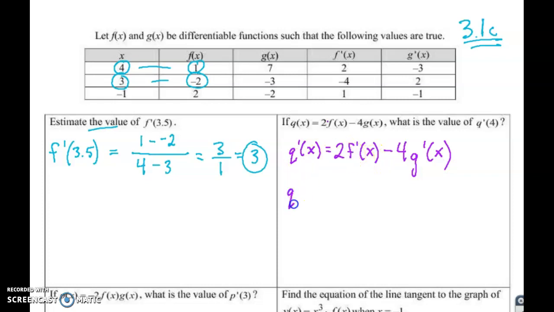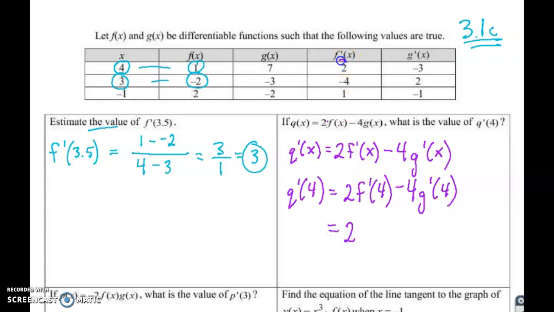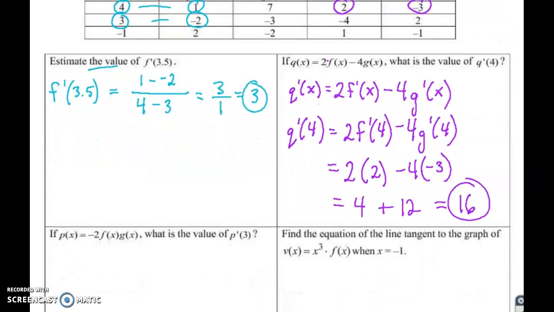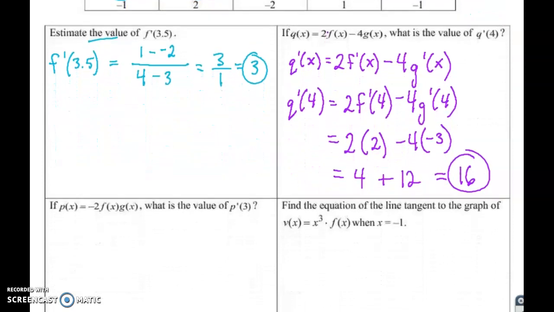So if we want q prime of 4, it's just 2 times f prime of 4 minus 4 times g prime of 4. So we're looking at 2 times, let's see, f prime of 4 is 2, minus 4 times g prime of 4, which is negative 3. So we're looking at 4 plus 12, which is 16. Again, pause the video, soak this in if you need help.